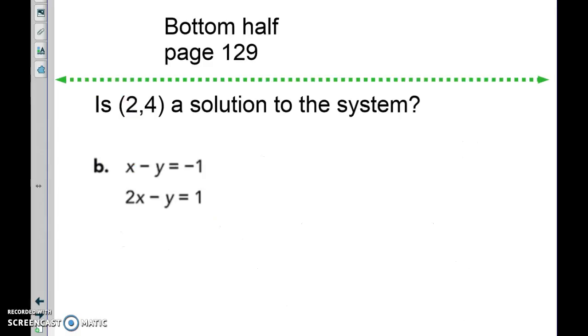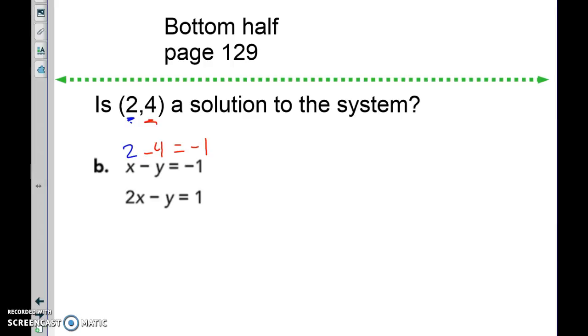Let's go ahead and split that page in half, and I want to try another example here. This time our x, which is blue, is 2, our y is 4. So some of us might even get into the habit of just writing this right above. So look, we have 2 minus 4. Does that equal negative 1?